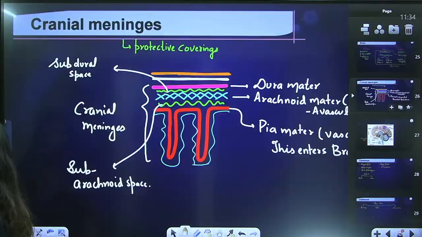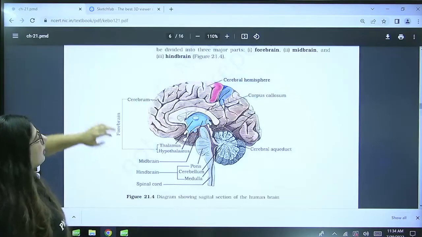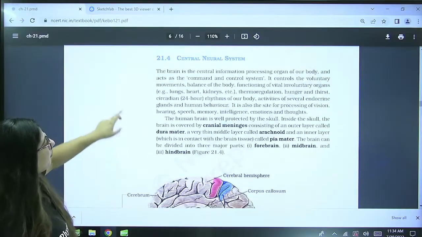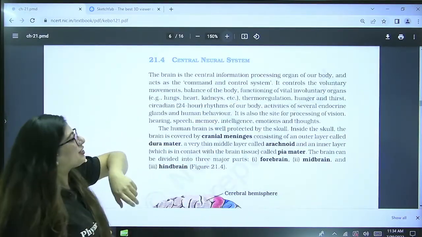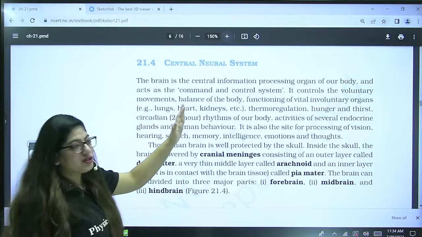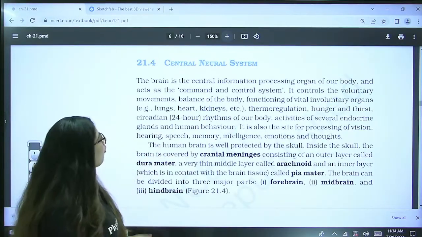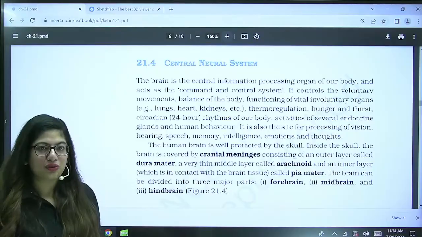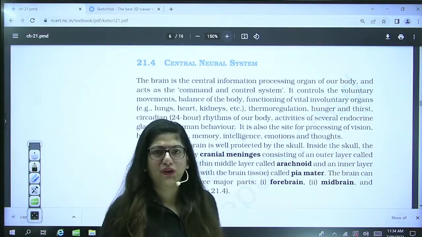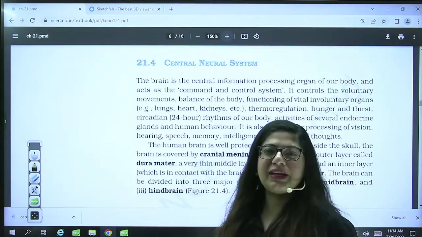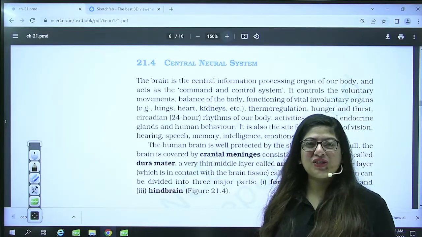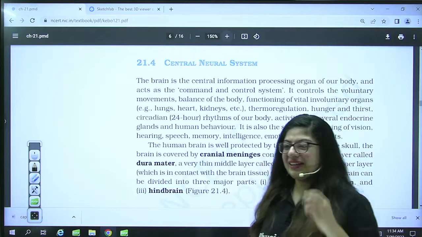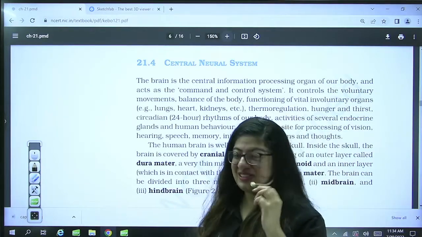Before starting the forebrain, let's read the NCERT. Let me just increase the font size. The brain is the central information processing organ of our body and acts as the command and control center. So who controls you? Not your heart, your brain. It's the brain that leads you into sometimes funny situations, sometimes hard situations, and sometimes very embarrassing situations as well.